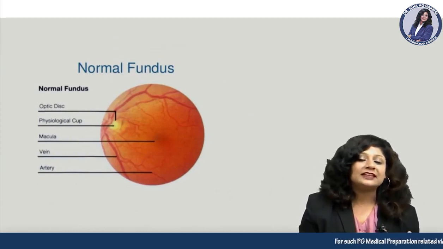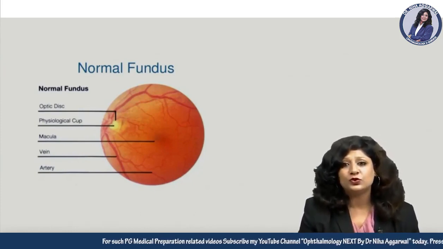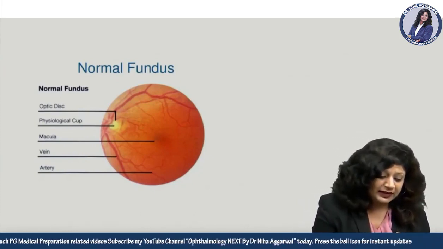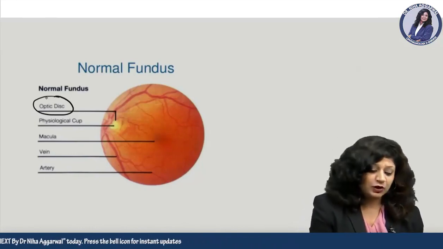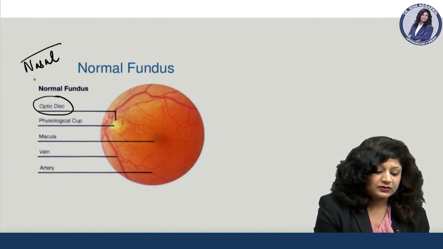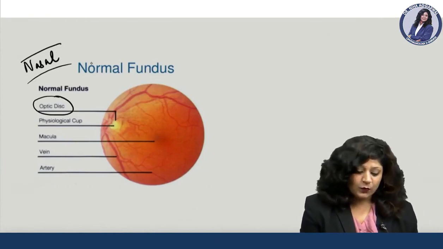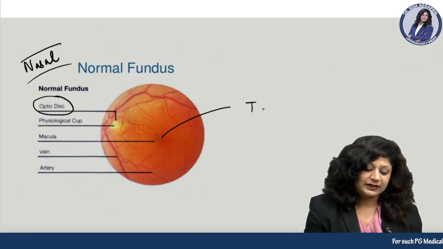Now when you see the normal fundus, what are the things you have to actually take notice of? First important thing is the optic disc. Optic disc is always present on the nasal side. So this side is going to be nasal, while the other side, where you have the macula, will be the temporal side. Alright.